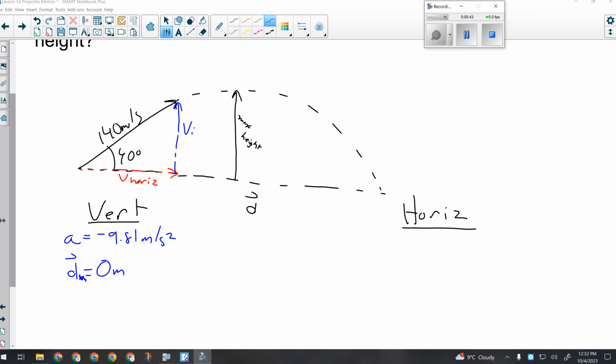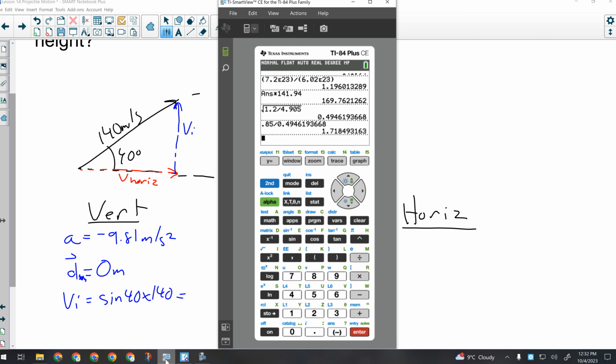Okay, so first thing I need to calculate is VI, which is the opposite side of this triangle here. So I would go sine of 40 degrees times 140 meters per second. Okay, that will give me the initial vertical velocity of the cannonball.